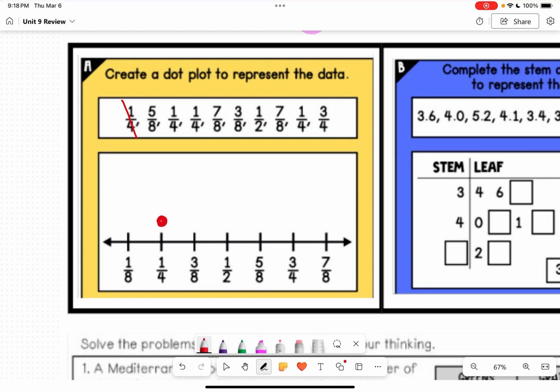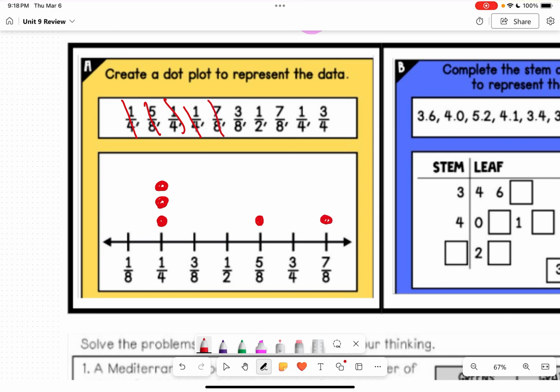Now my next fraction is 5/8. I go to my dot plot, go to 5/8, and put a dot above it. I mark out 5/8 to show that I've already read it. Next one is 1/4, so put another dot on 1/4 and mark it out. Then we have 1/4 again, so write another dot above it and mark it out. 7/8, go to 7/8, put a dot above that, and mark it out.